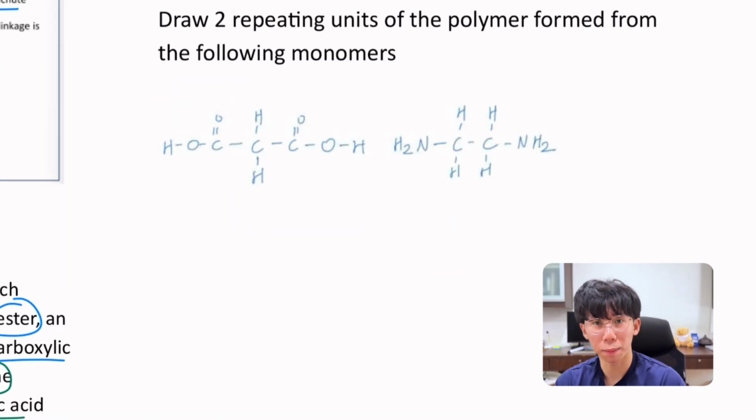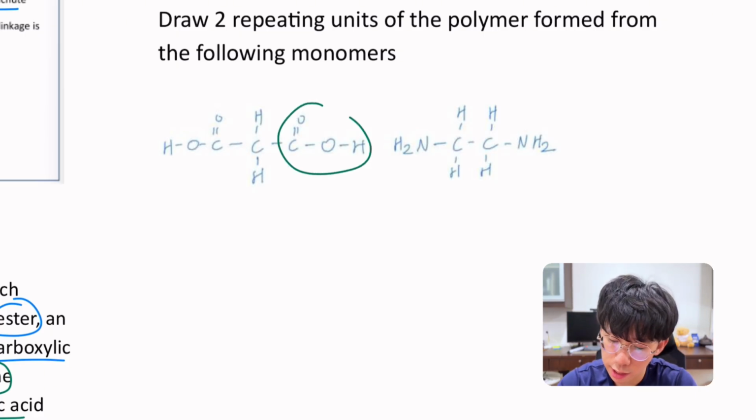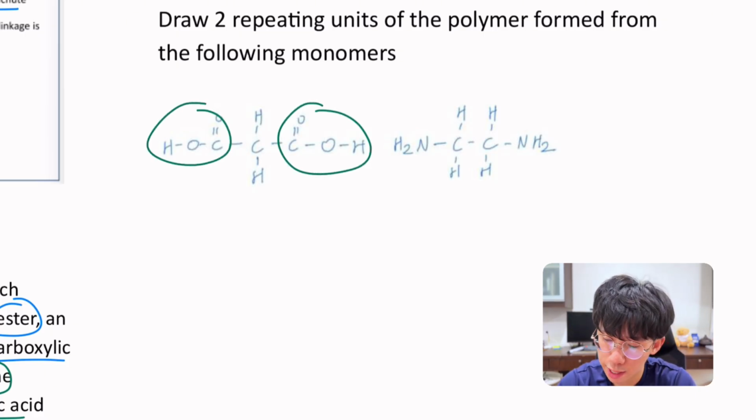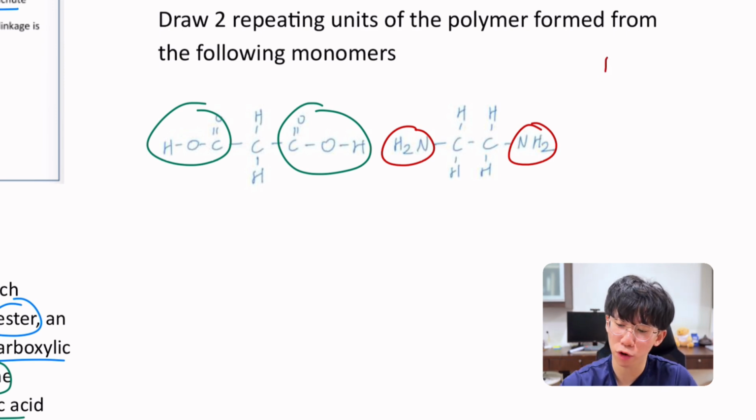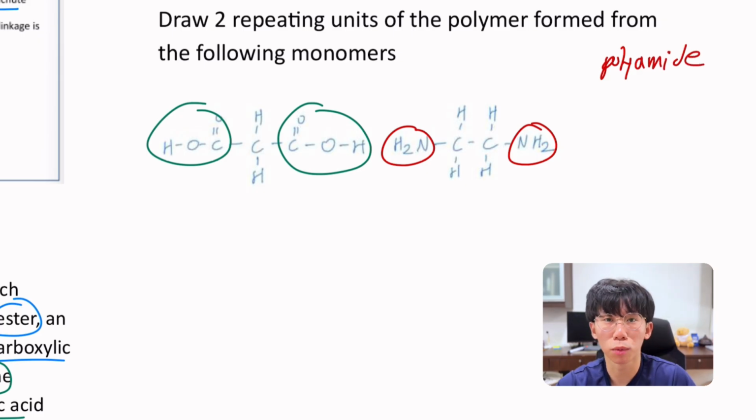What if you have to draw two repeating units of the polymer that is formed from the following monomers? First step, look at the functional groups. There's a carboxylic acid group, and then there is this amine group over here. So this is a step 4 scenario where you will have to form your polyamide by linking these two monomers together to form this one repeating unit.